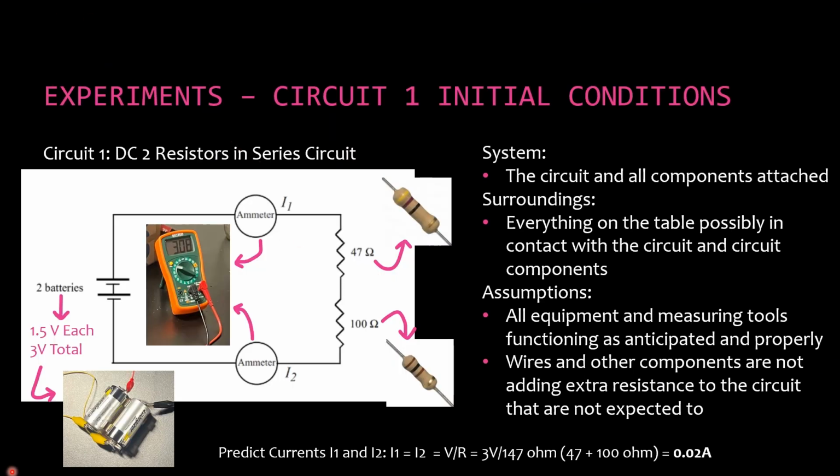Now, the experiment. The circuit one initial conditions. The system is the circuit and all the components attached. The surroundings was everything on the table and everything that possibly could come in contact with the circuit and its components. The circuit one is right here.